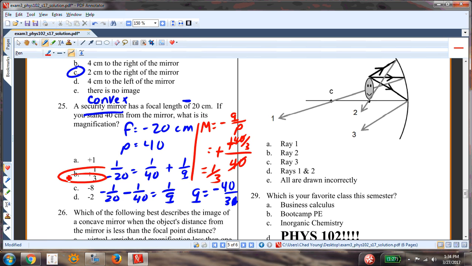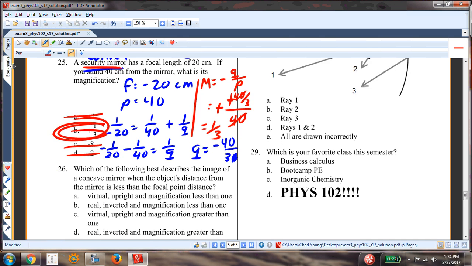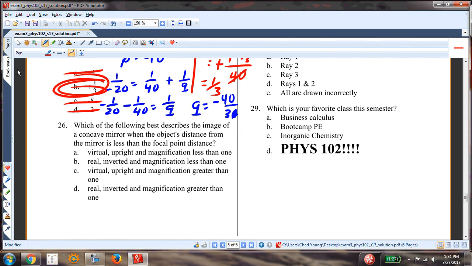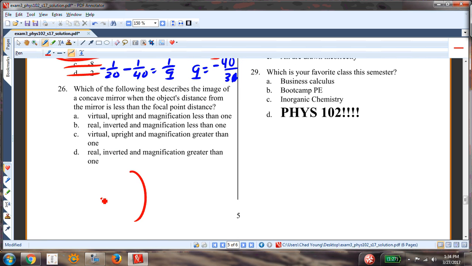In fact, you could have looked at this and said, security mirror, convex mirror, let's get rid of this one, and this one, and then B has to be the answer, because that's the type of images that convex mirrors produce. What does a concave mirror produce? Well, a concave mirror, when it's inside the focal point, produces an image that is upright, virtual, and bigger. So C is the right answer for 26.